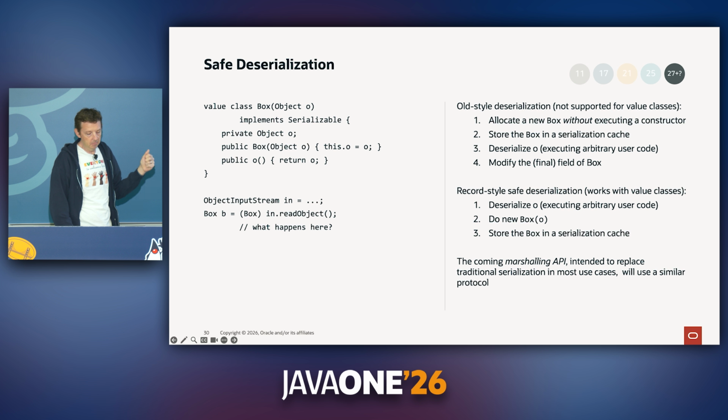There's also a coming marshalling API, which is intended to replace the serialization API, and that will use a similar protocol for construction.